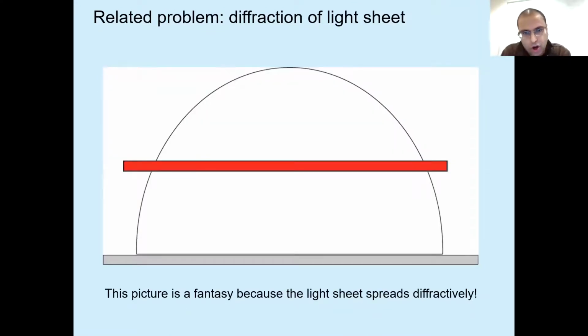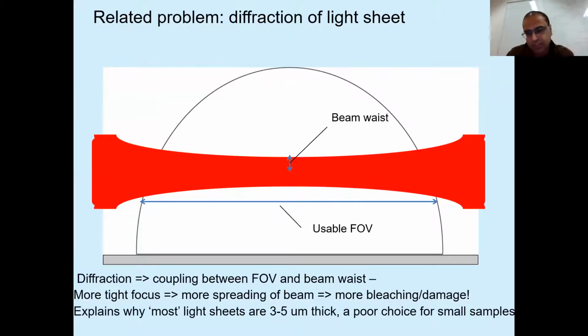So I showed in this cartoon view the light sheet being this uniform plane across the specimen. But this picture is a fantasy because any light sheet will spread diffractively. And so the more accurate picture might be one that looks like this, where you have a beam waist, and then that beam waist spreads as it must because of diffraction. And so this means that there is a coupling between the beam waist and the usable field of view. The tighter you make that focus, the thinner the light sheet is, the more spreading there is, and the more bleaching and damage there is at the periphery of your light sheet.